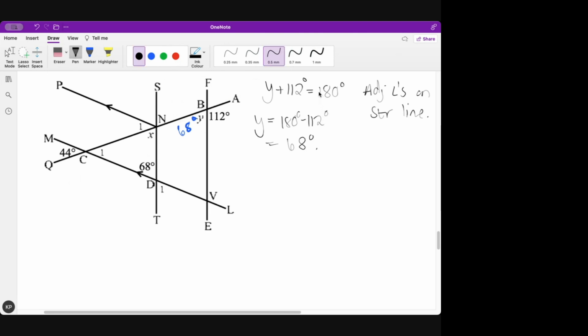How will we find x now that we have found y? Anybody? Anyone? I'm glad nobody's saying anything because there was a trap in this question, but nobody's falling for it. Does anybody see what the trap is?